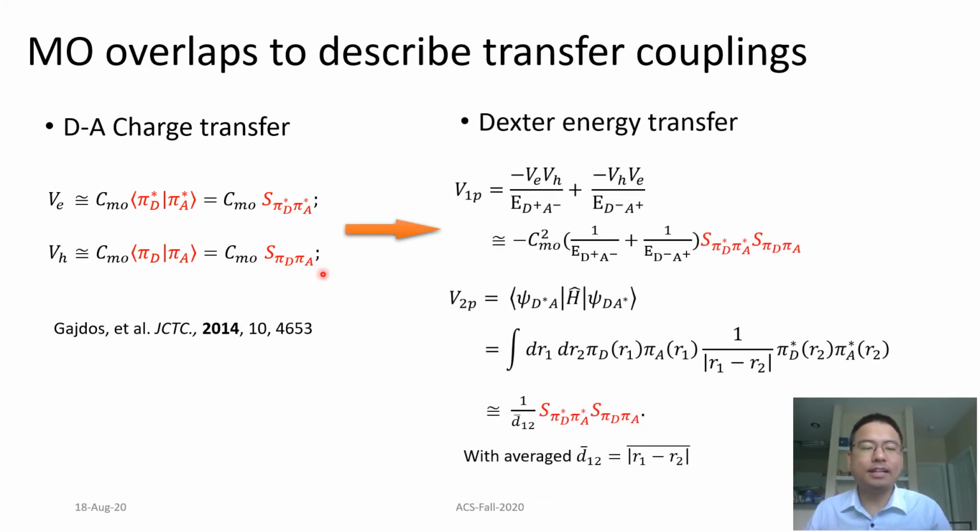If we extend this relationship to the Dexter energy transfer, we find that for the one-particle component, the coupling is expressed by the charge transfer coupling and the charge transfer state energy. And then finally, it can connect to the product term of the two overlap terms, the HOMO-HOMO and the LUMO-LUMO overlap. And the two-particle component can also connect to the same terms with the approximation of averaged separation distance.